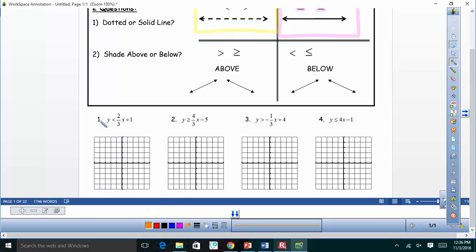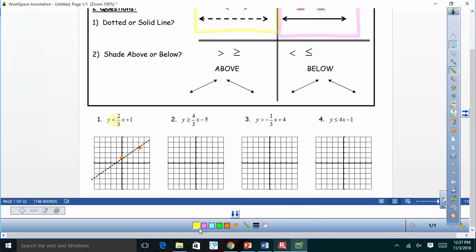So for number one, y'all did a really good job of this in your review, we always want to graph the y-intercept first. So we would graph 1 first by putting a dot at 1. And then we would use the slope, which is 2/3. So we go up 2, to the right 3, put a dot. Now, looking at my sign right here, is this going to be dotted or solid? Dotted. So I want to draw a dotted line through the 2 points.